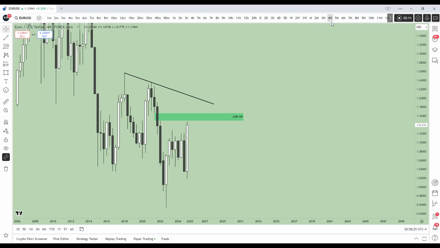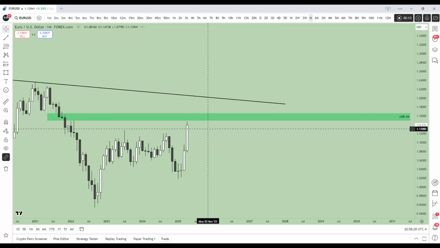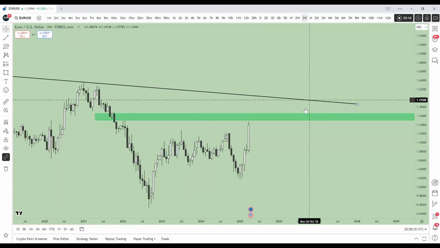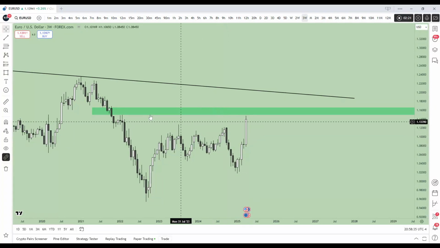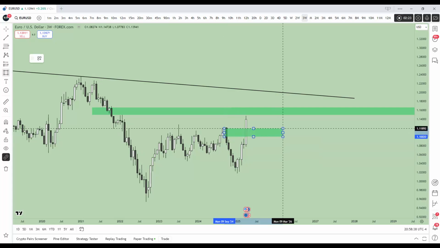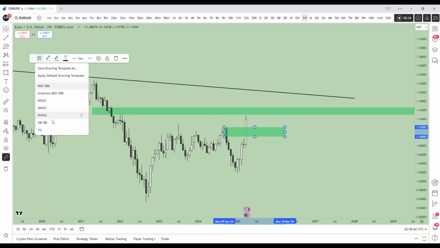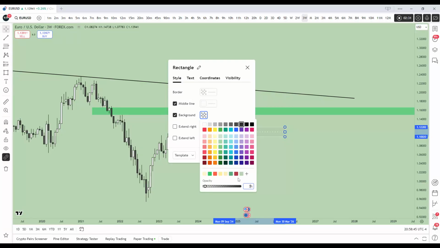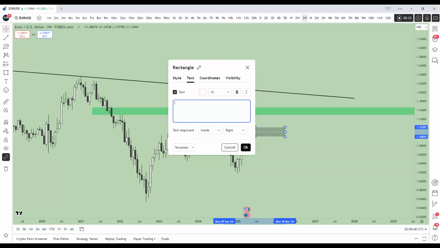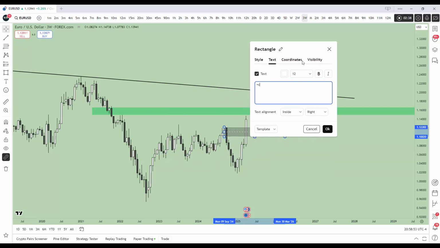Let's see what else we got. 3 months, 2 months, 1 month. 1 month, okay. So we have a new 3 week. And because we have a new 3 week, this is my point of interest for the 3 week over here. This is a reclaim order block, bearish order block on the 1, 2, 3 week.